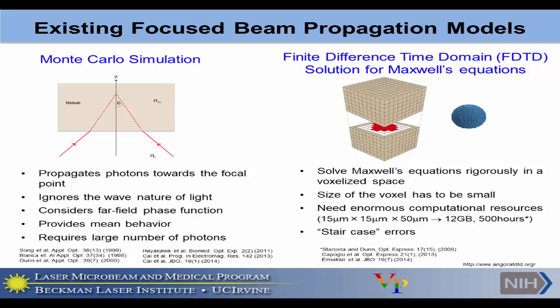And other than that, when we represent spherical particles with voxels, there are some staircase errors like this one. So we cannot accurately represent the spherical particle with voxels. So we have those kinds of errors in finite difference time domain. But still we can represent the light as an electromagnetic wave, and we can consider all the interference and diffraction in this solution. The problem is time.